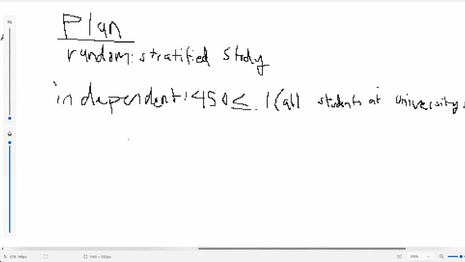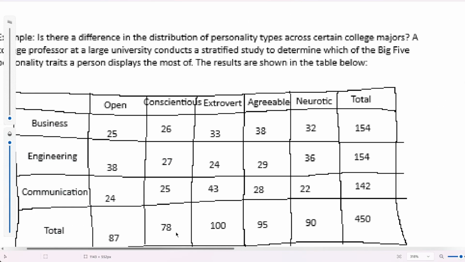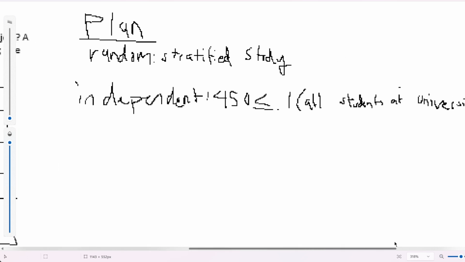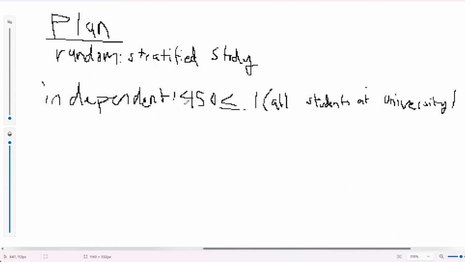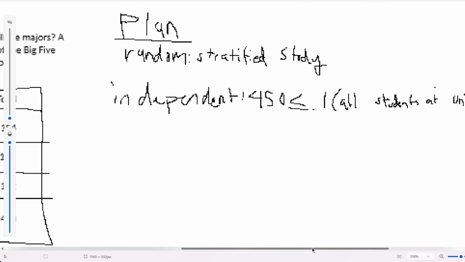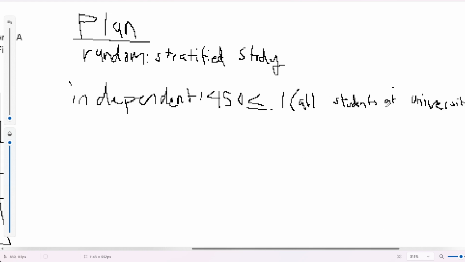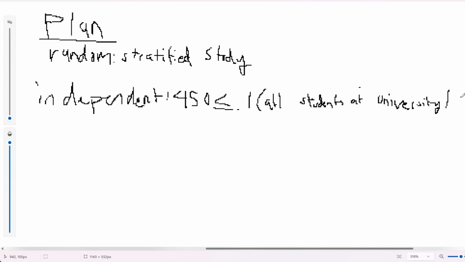The next thing we've got to worry about is our plan, which is the same as all our other state, plan, do, conclude problems. We start by checking our random condition. If you look at the question, we have a stratified study, which means random, so we can check that off the list. For independence, 450, which is the total of our table, is less than or equal to 0.1 of all students at the university, which we can assume is true. We can assume both these conditions are met.